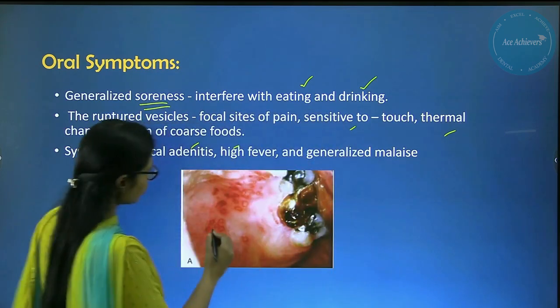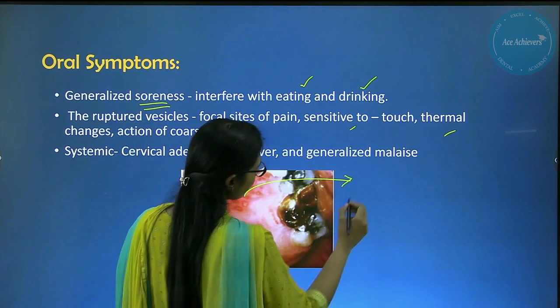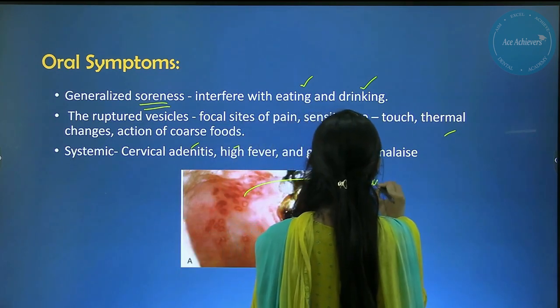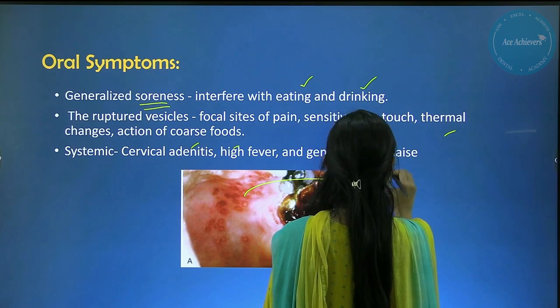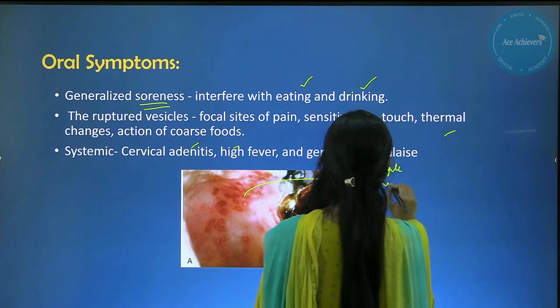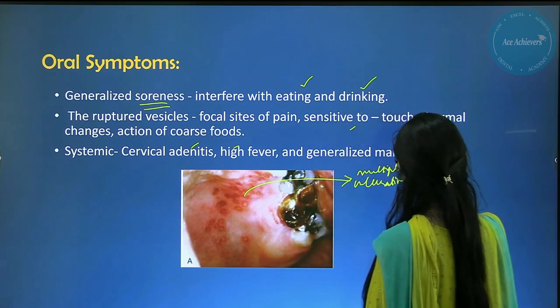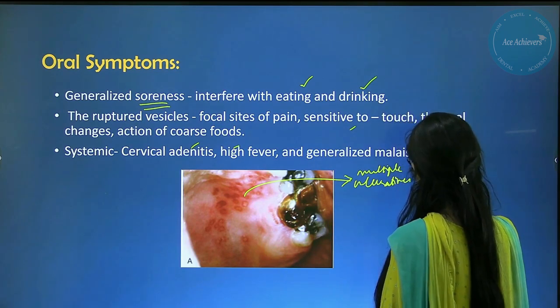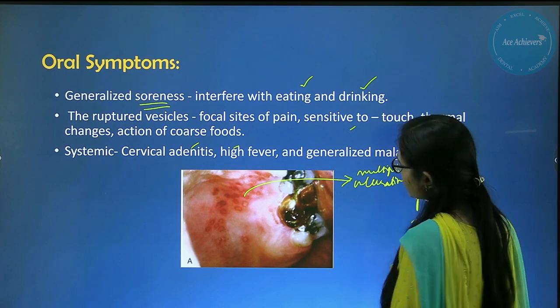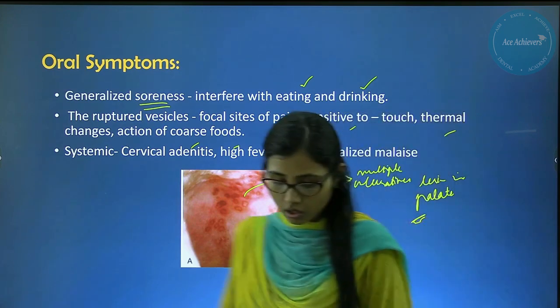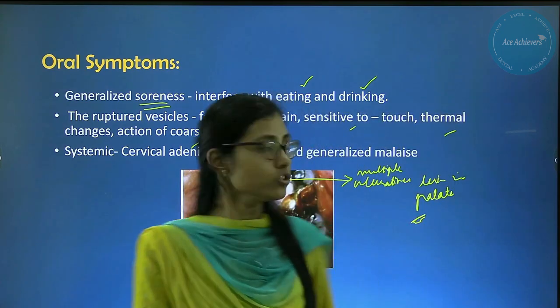This picture shows multiple small ulcers, ulcerative lesions in the palate. Small ulcerations in the palate, which again are caused by primary herpetic gingivostomatitis.